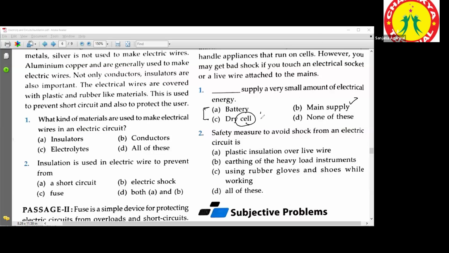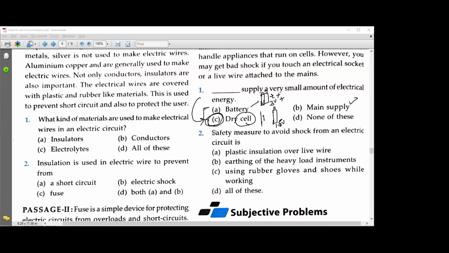Cell means a single cell. This is a symbol I'm drawing, but cell means this. But battery means if you take two cells or more, that forms a battery. If one cell is, suppose, 1.5 volt, then a minimum of two would be 3 volt, and the potentials of the cells you are adding up, you can add. So this dry cell, because this is a single cell only, gives a very small amount of current. Okay? So first is option C.